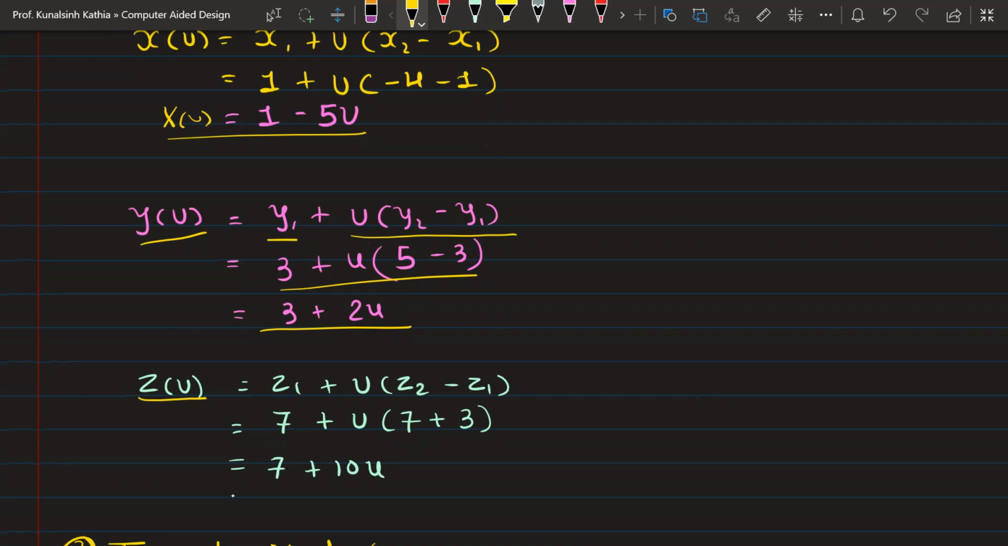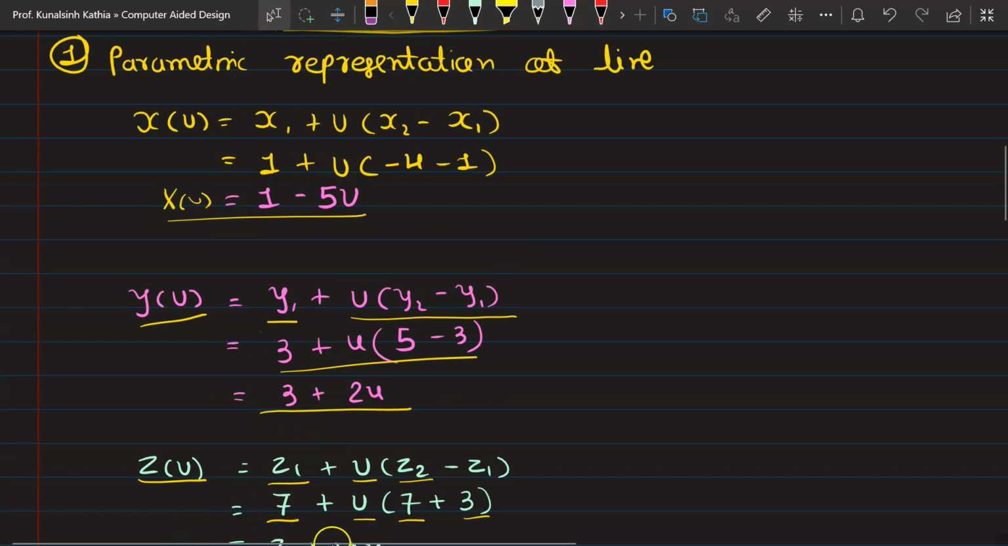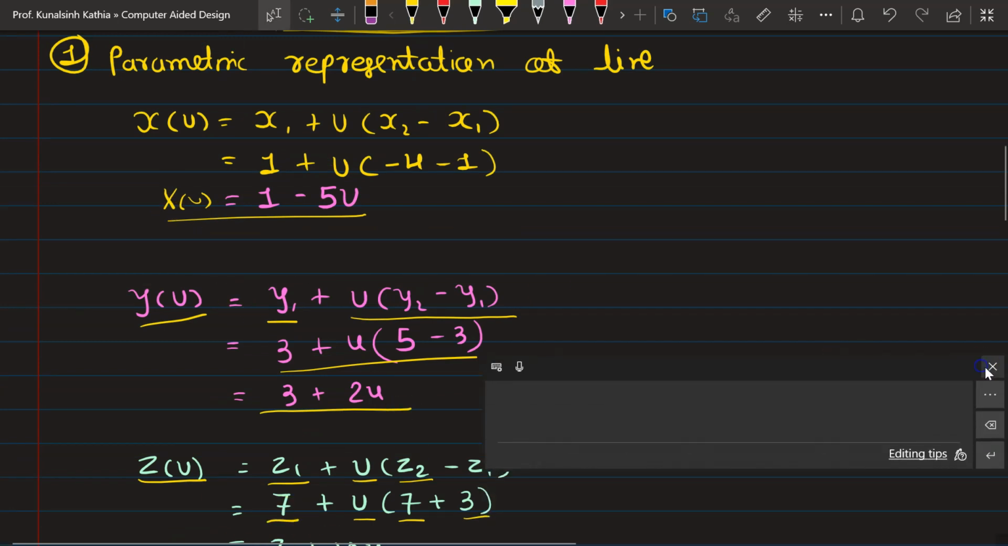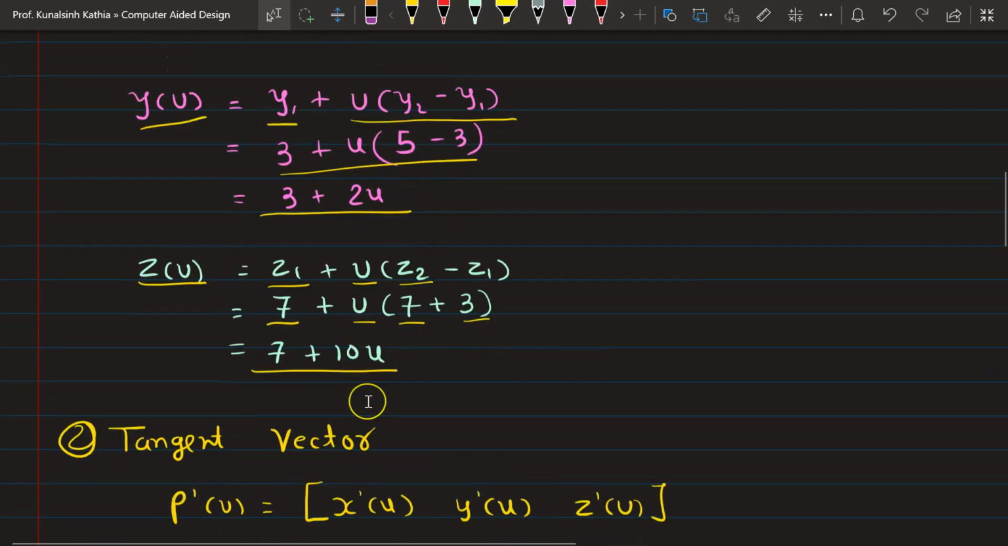So z(u) is also the same: z1 plus u times (z2 minus z1). The value of z1 is 7, and u times (7 plus 3). So 7 plus 10u should be the final parametric equation. So till now I found the parametric equations of this line. Now the next step is the tangent vector.